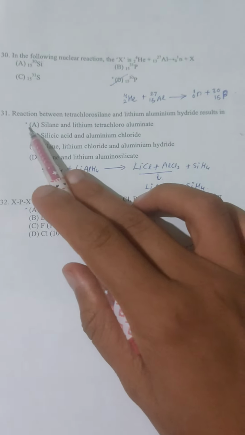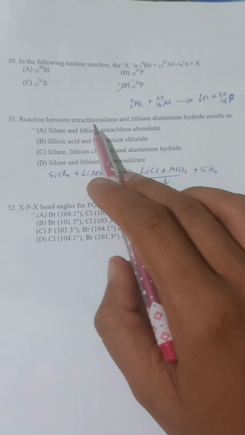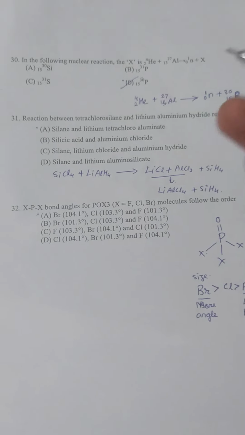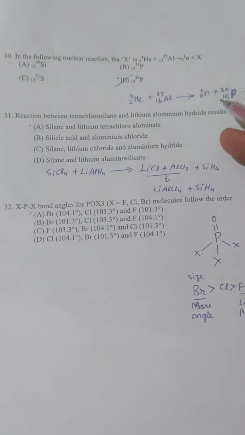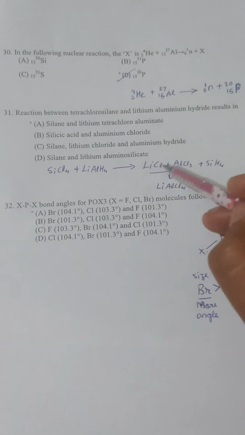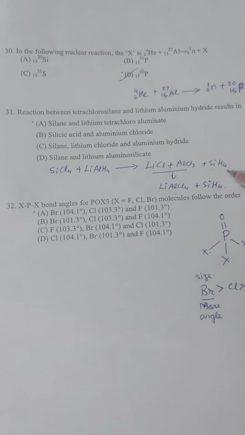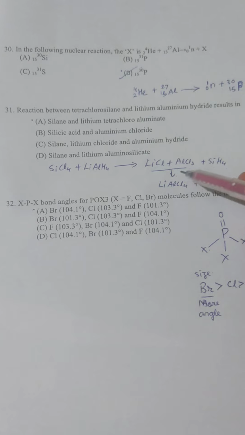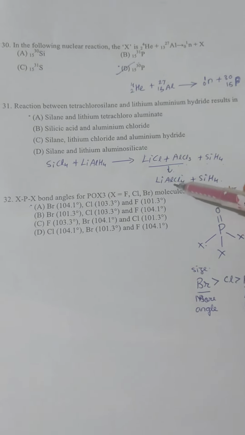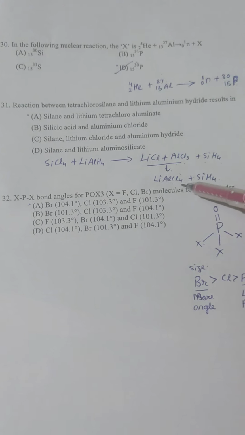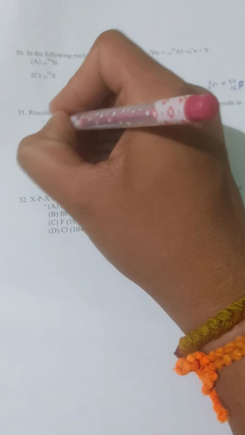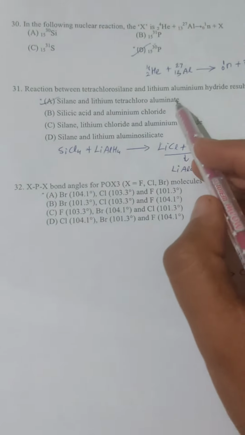Now this is the reaction between tetrachlorosilane and lithium aluminum hydride. This is a question based on p-block and s-block elements. Here I have directly given the reaction. In some cases, some books will give it as lithium chloride plus aluminum chloride plus silane. Since we don't have that option present here, I assume that it will further react and give lithium aluminum chloride and silane. So the only possible option is silane and lithium trichloroaluminate.